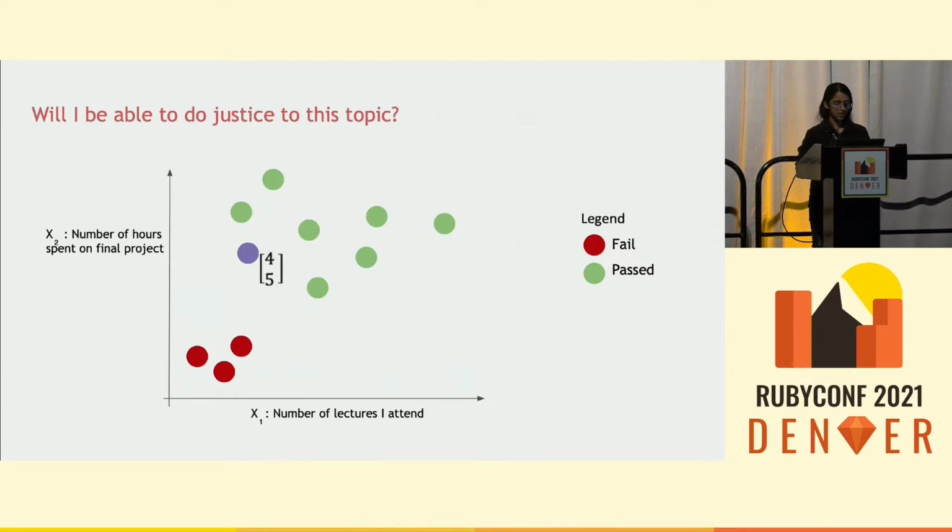Here I've plotted myself as a purple dot, which is 4 and 5, where 4 is the number of lectures. Because you have the data set, you plot it in a feature map in vector form. The red dots represent the students who have failed, and the green dots represent the students who have passed. So I'm likely going to pass this course.